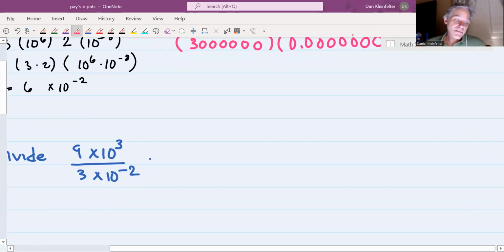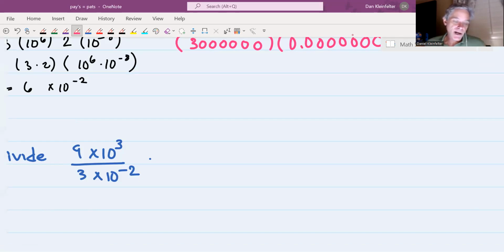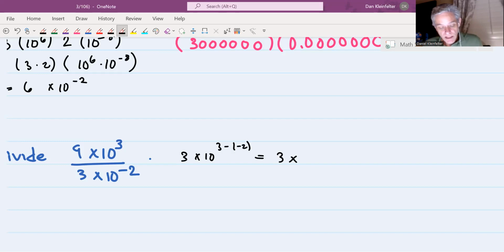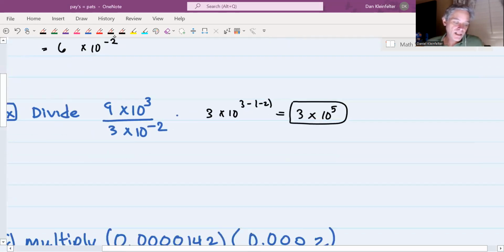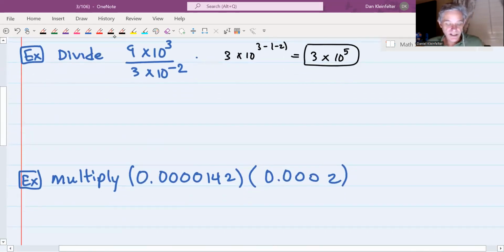Here we have 9 times 10 to the 3rd power divided by 3 times 10 to the minus 2 power. So for this one, again, we'll divide 9 by 3, giving 3, and then times 10 raised to the 3 minus negative 2 power. So we're dividing, so we're subtracting exponents. That's 3 times 10 to the 5th power. Okay. Again, that's simple with the numbers in scientific notation.